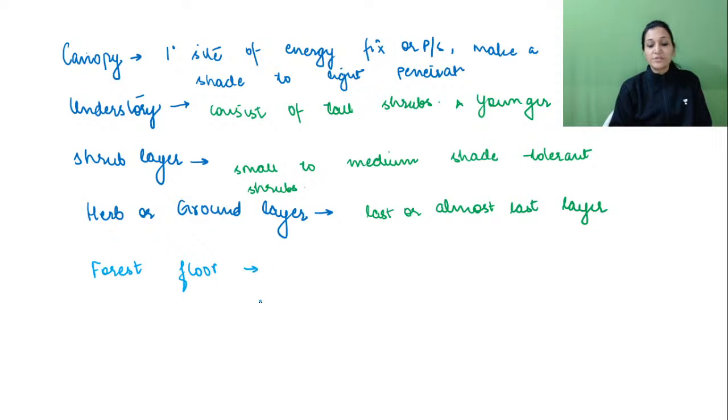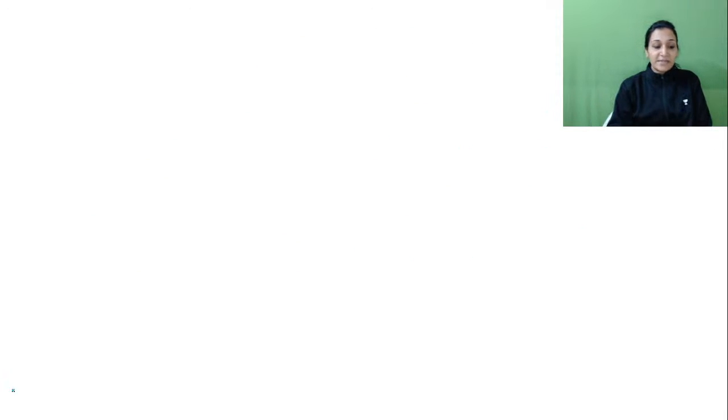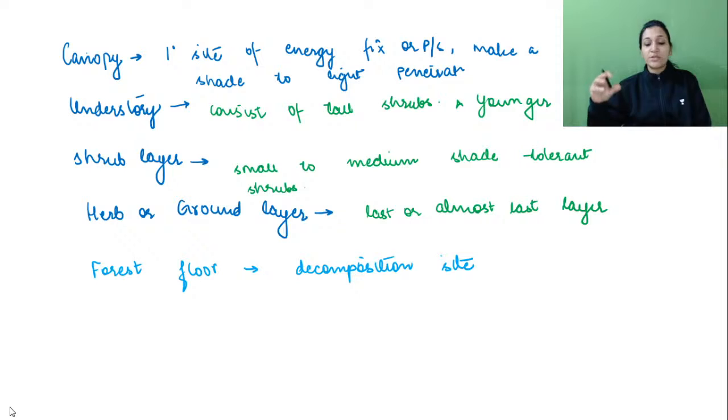And lastly we need to know the forest floor. So what is a forest floor? The site where decomposition will occur. Decomposition site. And in this site, the decomposition will take place where the nutrients are released from the decaying organic matter for the usage of the forest plants.